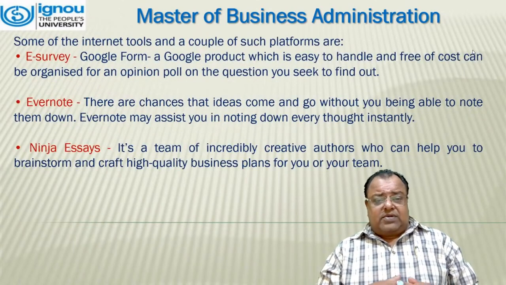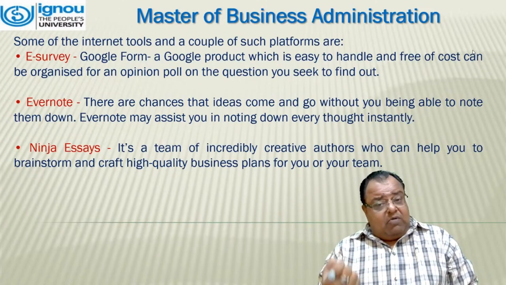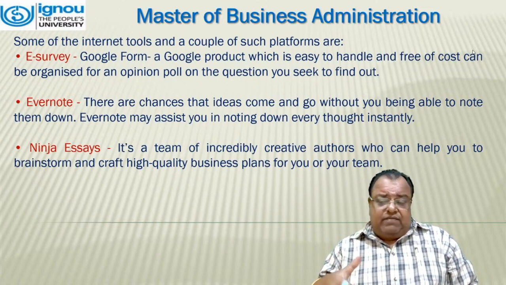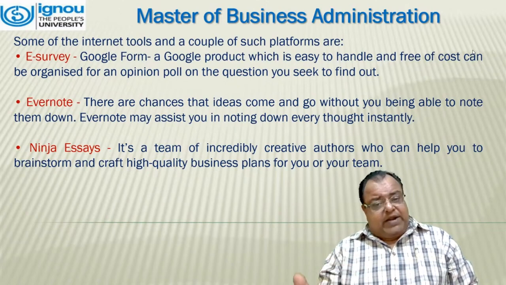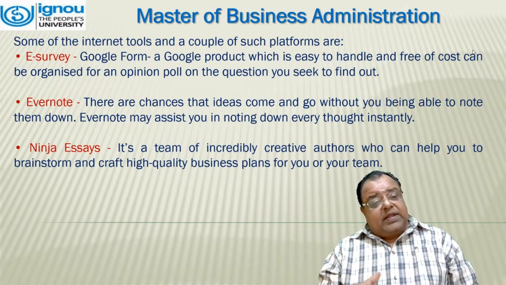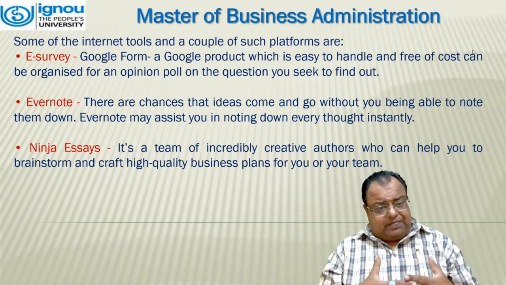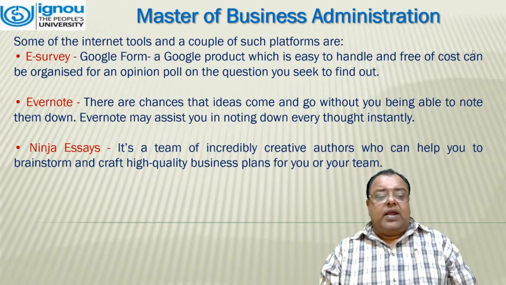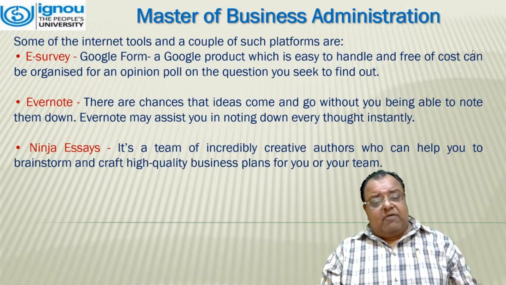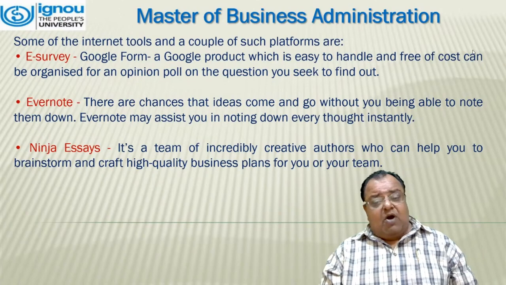Some of the internet tools and platforms are e-survey, which can be done through Google Form, a Google product which is easy to handle and free of cost, and can be organized for an opinion poll on the question you seek to find out. Evernote: there are chances that ideas come and go without you being able to note them down. Evernote assists you in noting down every thought instantly. Ninja Essays: it is a team of incredibly creative authors who can help you to brainstorm and craft high quality business plans for you or even for your team.